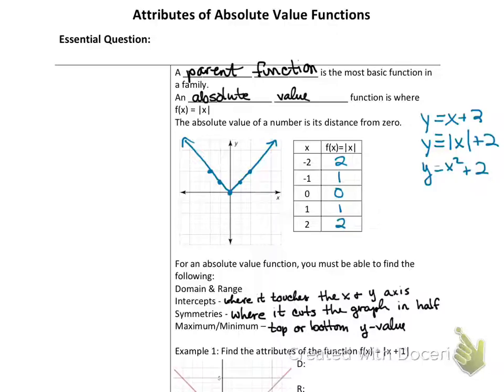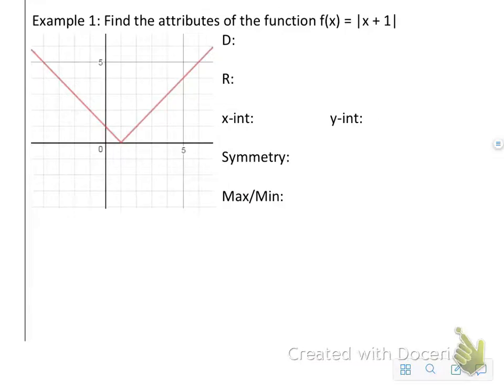So let's do this for a couple of absolute value functions. So, domain. You know, domain is left to right. Well, this goes left to infinity, right to infinity. We've got negative infinity to positive infinity, or you could always say all real numbers.